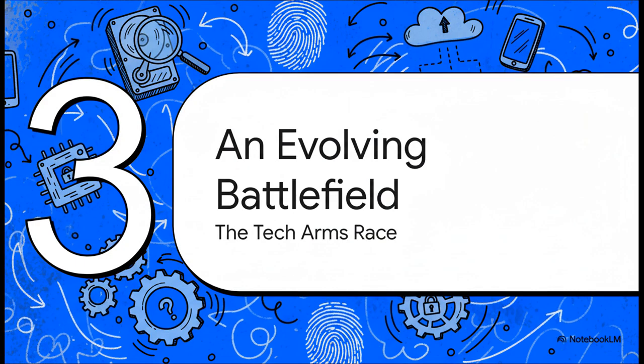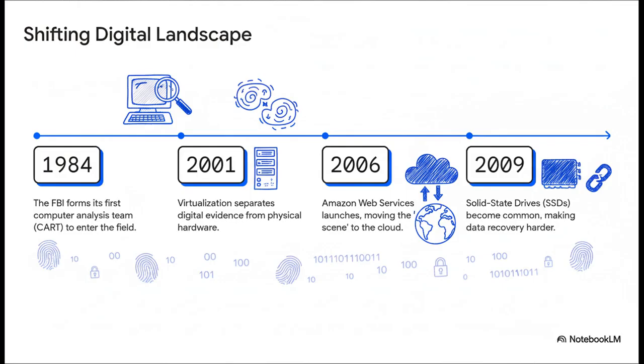But here's the thing. The digital detective's job gets harder literally every single day. This field has become a nonstop technological arms race, with investigators just trying to keep up with all the new challenges. I mean, just look at how fast the ground is shifting beneath their feet. Back in 1984, the FBI forms its first official team. Fast forward to 2001, and suddenly virtualization means the evidence isn't even tied to a physical machine anymore. Then, in 2006, Amazon Web Services launches, and bam, the crime scene can be floating anywhere in the cloud.